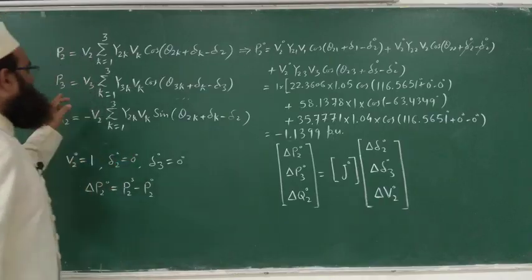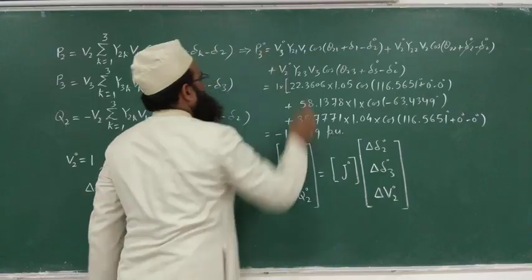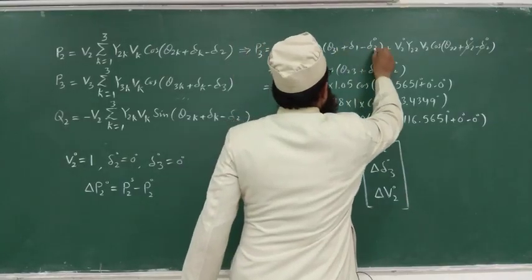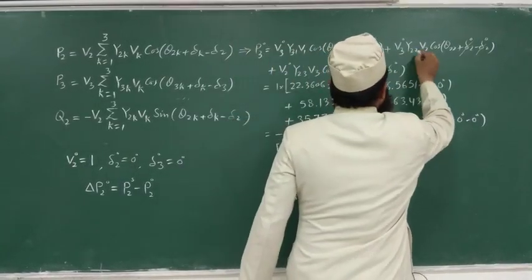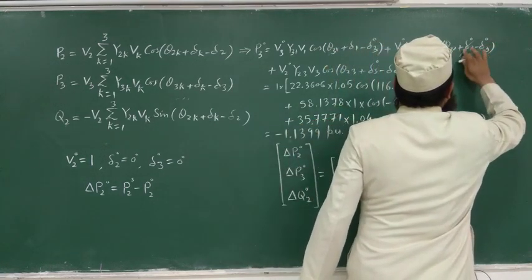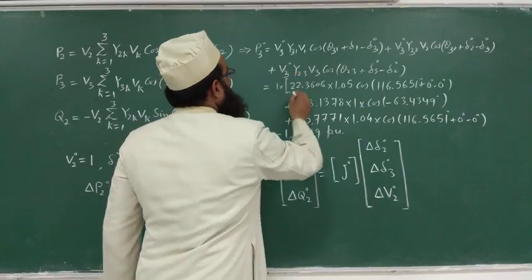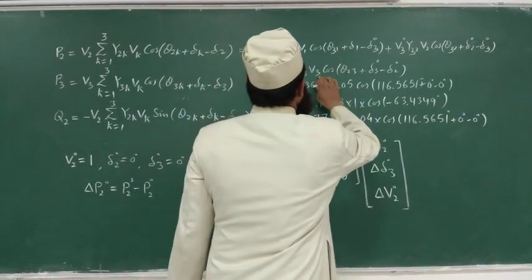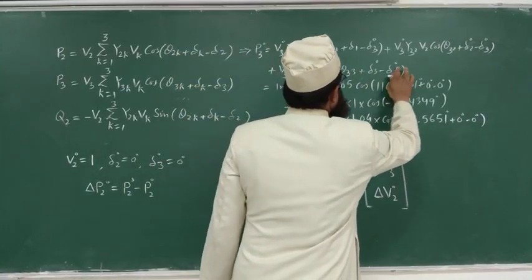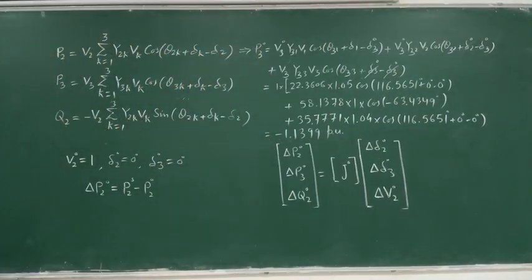Similarly, you need to evaluate P3 0 also. So for P3 0, this will be, I am editing here itself, Y31 V1 cosine of theta 31 plus delta 1 minus delta 3, plus Y32 V2 cosine theta 32 plus delta 2 minus delta 3. So this time this will not get cancelled, and V3 Y33 again V3 cosine of theta 33 plus delta 3 minus delta 3. So this time this term will get cancelled. So substitute the corresponding values.